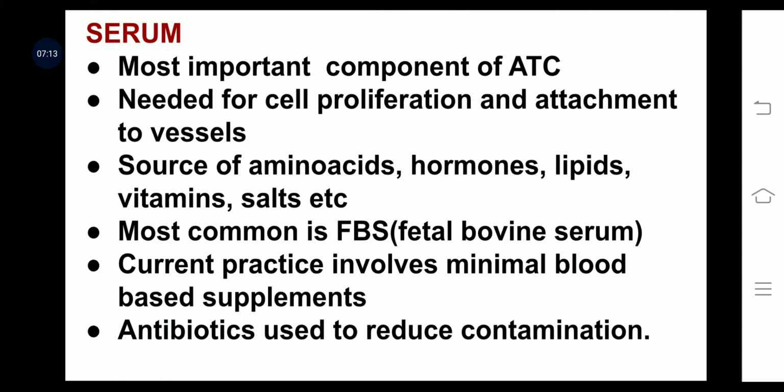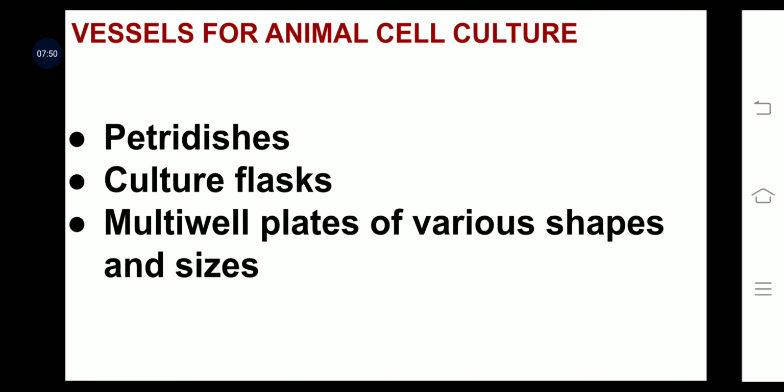Coming to serum. Serum is the most important component of animal tissue culture. It's needed for cell proliferation and attachment to vessels. It's the source of amino acids, hormones, lipids, vitamins and salts. Most common serum is fetal bovine serum, FBS. Current practice anyway involves minimum blood-based supplements. And since serum is very rich in components, there are higher chances of it getting contaminated. So we use antibiotics in order to reduce the contamination.